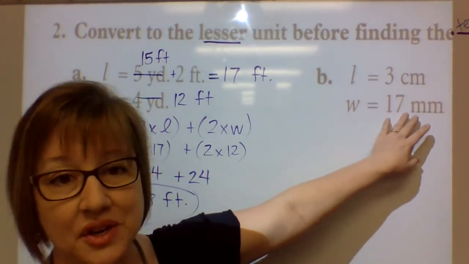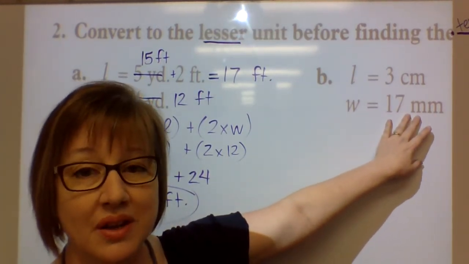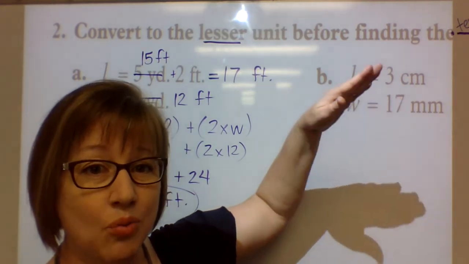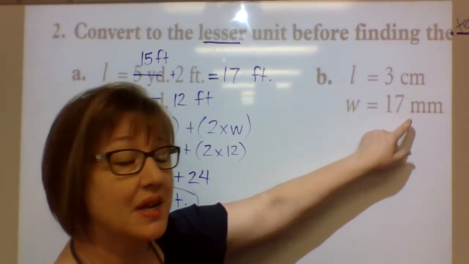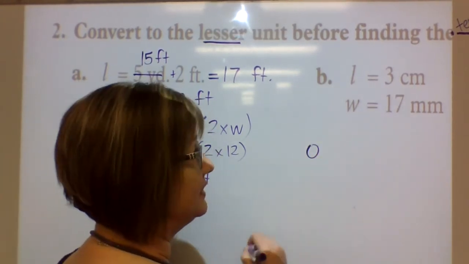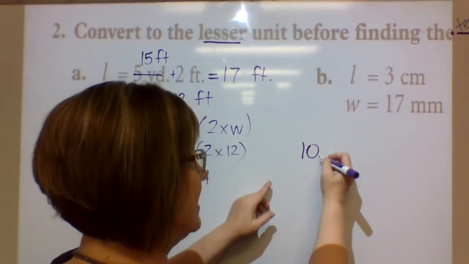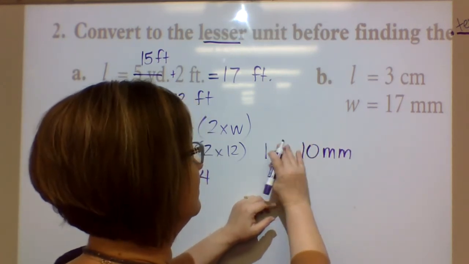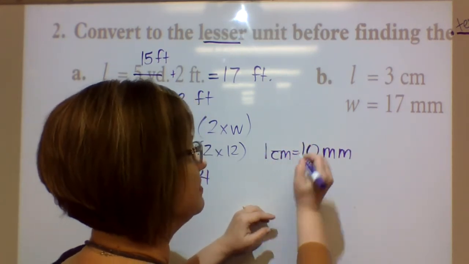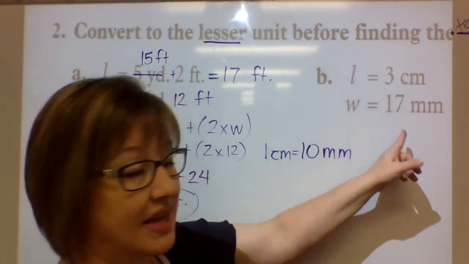Okay, so I'm going to leave you this one, B and C, this time to do. Remember the lesser unit, millimeters. Remember when we learned those at the beginning of the year? You take 1 step. Centimeters is 1 step away from millimeters. So it's 1 0, so it's 10. There's 10 millimeters in 1 centimeter. 1 centimeter equals 10 millimeters. You're going to need that for that.